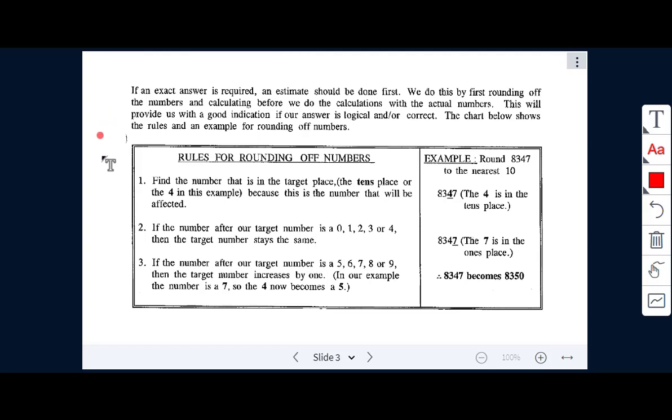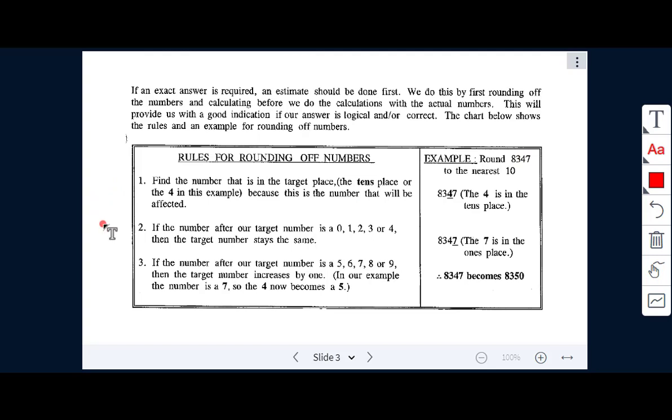So here we're going to look at the rules for rounding off numbers. The example we're using is 8,347. All right, so we are rounding 8,347 to the nearest tens place. So the first thing you have to do, find the number that's in the target place. So in this example, it's the tens place, and we have the 4 in the tens place. That's the number that's going to be affected.